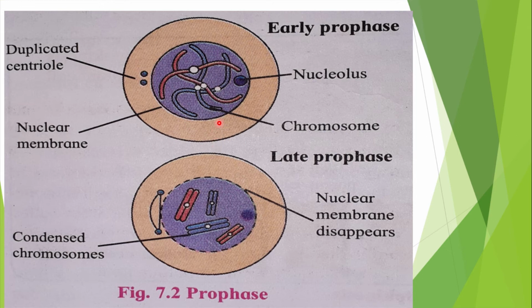Because of the condensation of the chromatin network, chromosome structure formation takes place. They are not becoming too thick over here, but as compared to early prophase, they form a little bit of thickness, a thicker structure. Okay, so this is all about prophase, where we have completed early prophase and late prophase.